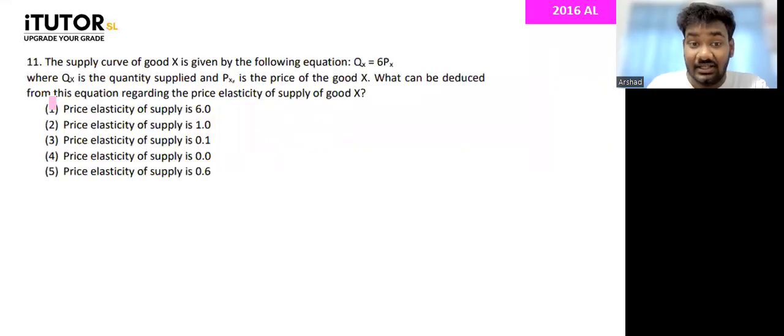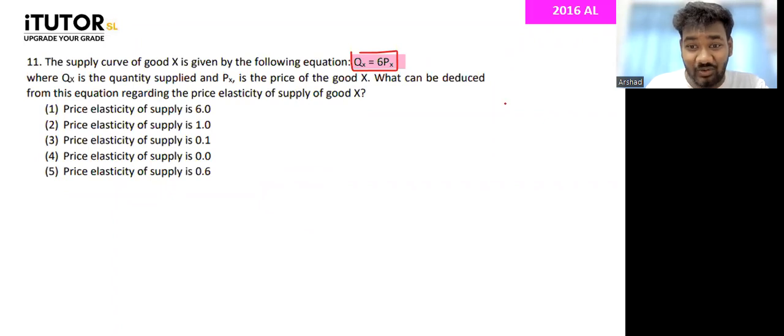Question 11. This is also very easy. I have taught this to you all. The supply curve for a good is given by the following equation. I took some time, drew it all out, and uploaded it as a separate section on the YouTube channel as well. Can you tell me, the moment you see this supply equation, what is the elasticity? There is no A component.